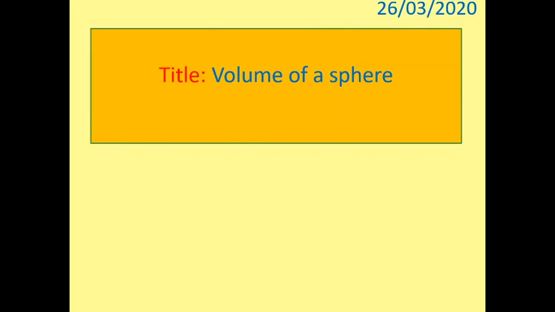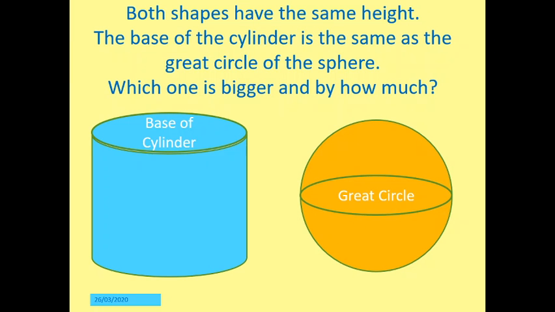Okay, volume of a sphere. Let's say you've got two shapes, a cylinder and a sphere. Let's say both shapes have the same height. Let's say the great circle, which essentially is the biggest circle you can get out of a sphere, is the same as the base of the cylinder. Which shape is bigger and by how much?